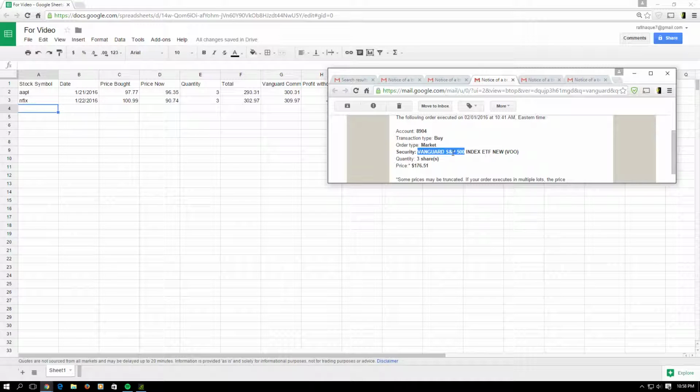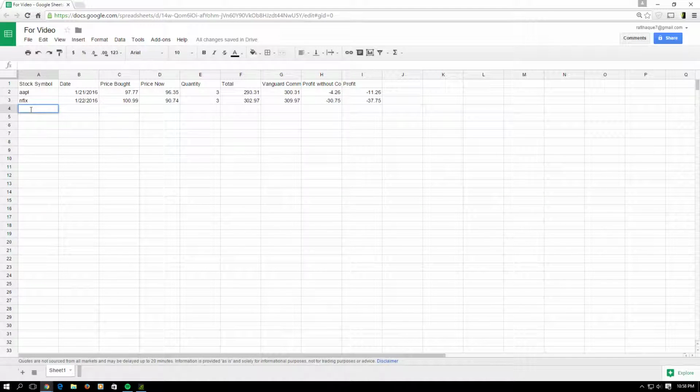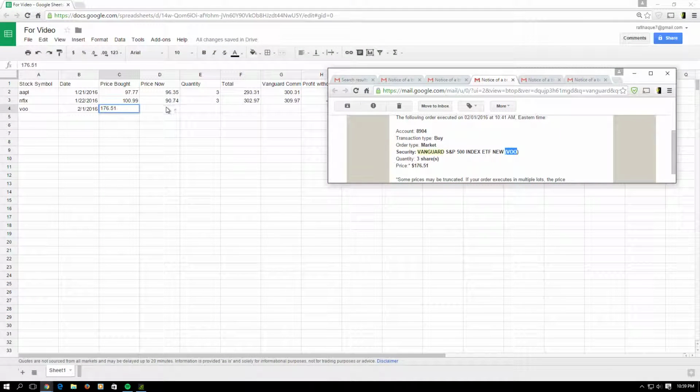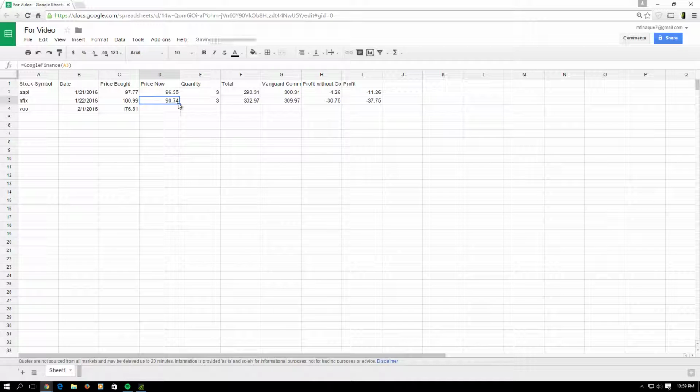So Vanguard S&P 500, the stock symbol for that is VOO, and we can type that in, VOO. And then the date of purchase was 2/1, which was February 1st. And then I bought it for $176. And let's see, how much did I buy it for? 51 cents, yep. And we can again drag that. And let's see how many quantity did I buy? I bought 3 quantity.